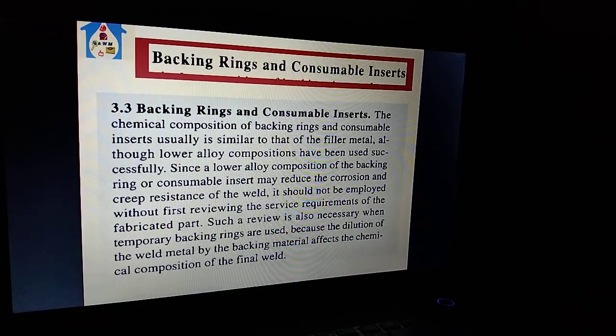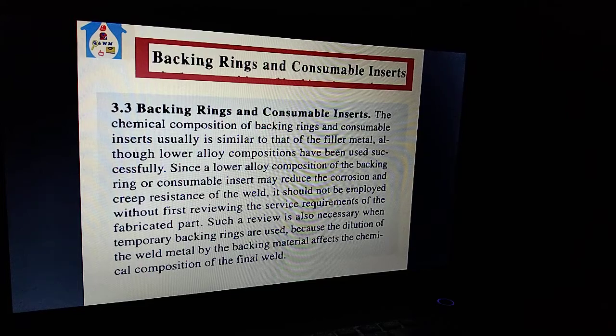Backing rings and consumable inserts. The chemical composition of backing rings and consumable inserts usually is similar to that of the filler metal. Although lower alloy compositions have been used successfully, a lower alloy composition of the backing ring or consumable insert may reduce the corrosion and creep resistance of the weld. It should not be employed without first reviewing the service requirements of the fabricated part.